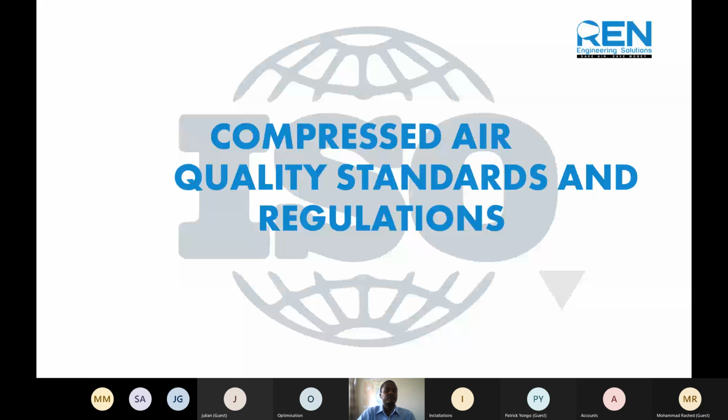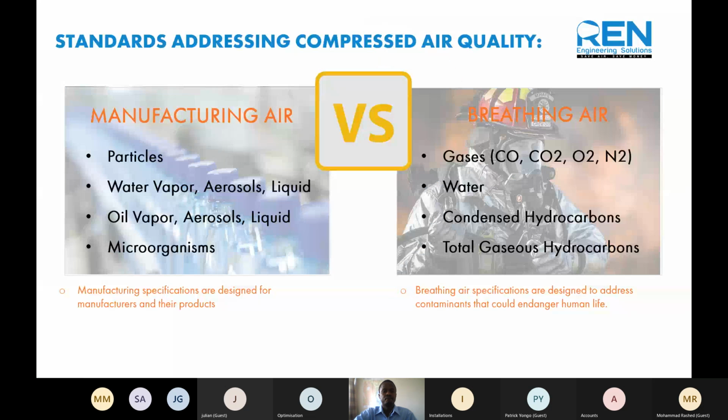So what are some of the compressed air quality standards out there? We have two sets of standards which differ quite significantly. For manufacturing air, we've just discussed that the critical contaminants are particles, water, which can be in the form of vapor, aerosols, or liquid, oil, which could be in the form of vapor, aerosols, which are small droplets, or liquid, and microorganisms.